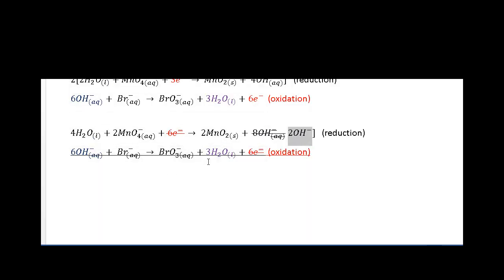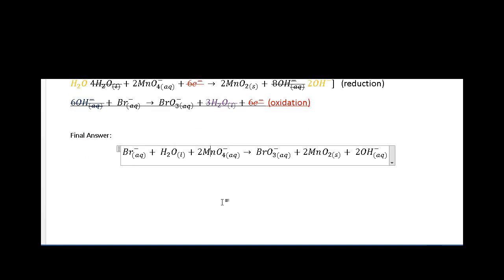And let's look at the water here. The 3H2O on the product side will cancel with the 3 H2Os on the reactant side, leaving us with 1 water molecule. So if you want to cancel anything that you can cancel, 3 waters cancel with this, leaving you with 1, and 6 OH minuses cancel out with this, leaving you 2. So now we have our final answer. Let's tally everything up and make sure we are mass balanced and charge balanced.